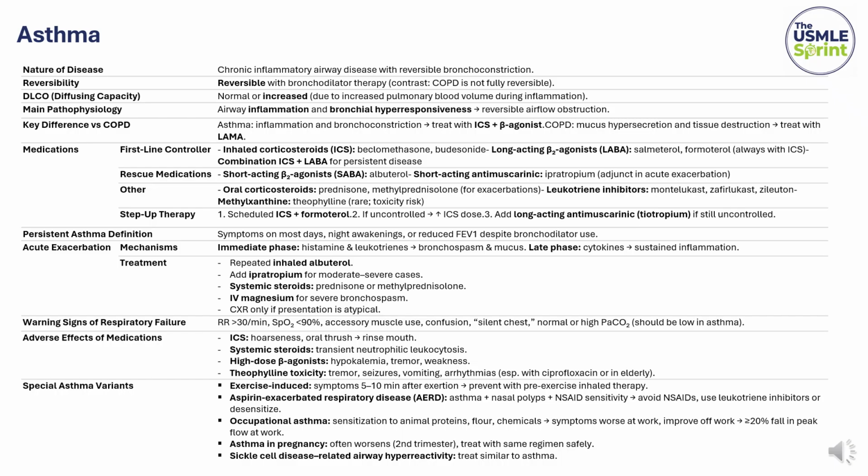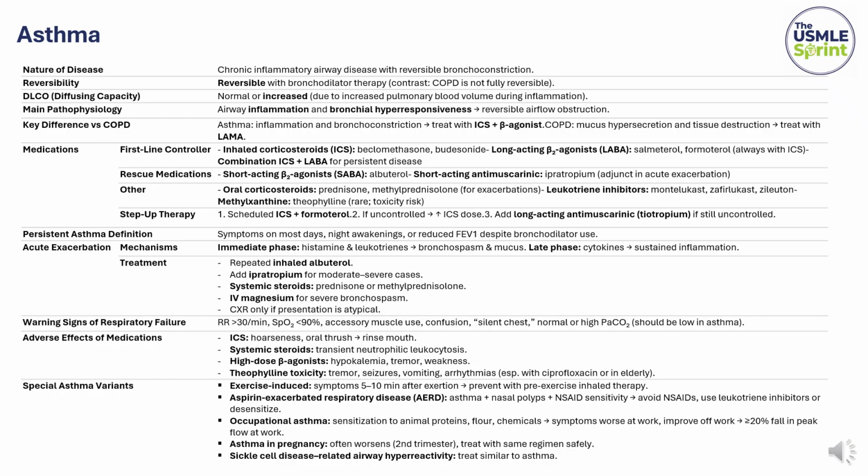COPD involves mucus hypersecretion and tissue destruction, so long-acting muscarinic antagonists are key. Common asthma medications include short-acting beta-2 agonists such as albuterol, long-acting beta agonists like salmeterol, inhaled corticosteroids such as beclomethasone, oral prednisone for exacerbations, antimuscarinic agents like ipratropium, and leukotriene inhibitors like montelukast or zileuton.